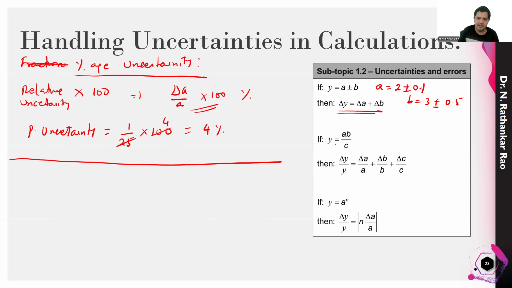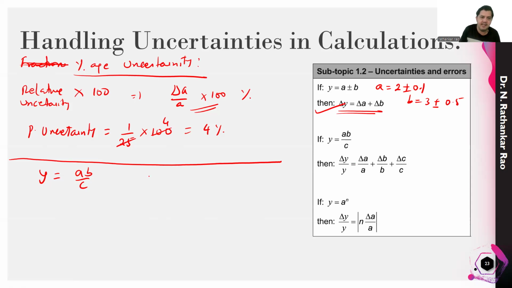This we have done. Now let us look at this one here, the product of it. If I have a value y equal to ab by c, then delta y by y is equal to delta a by a plus delta b by b plus delta c by c. Okay, this is what we have. Now let me take an example to prove, or to suggest, what this is.